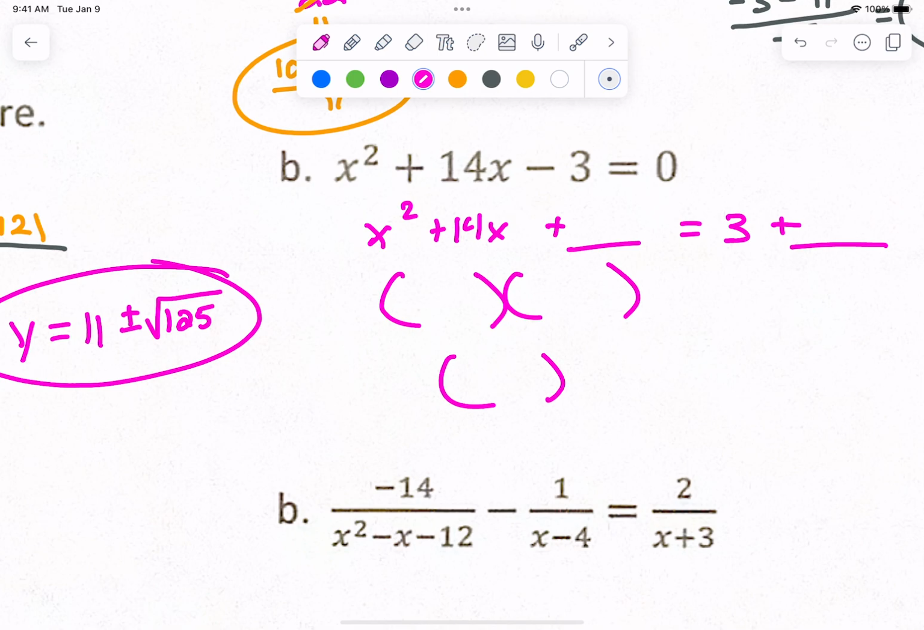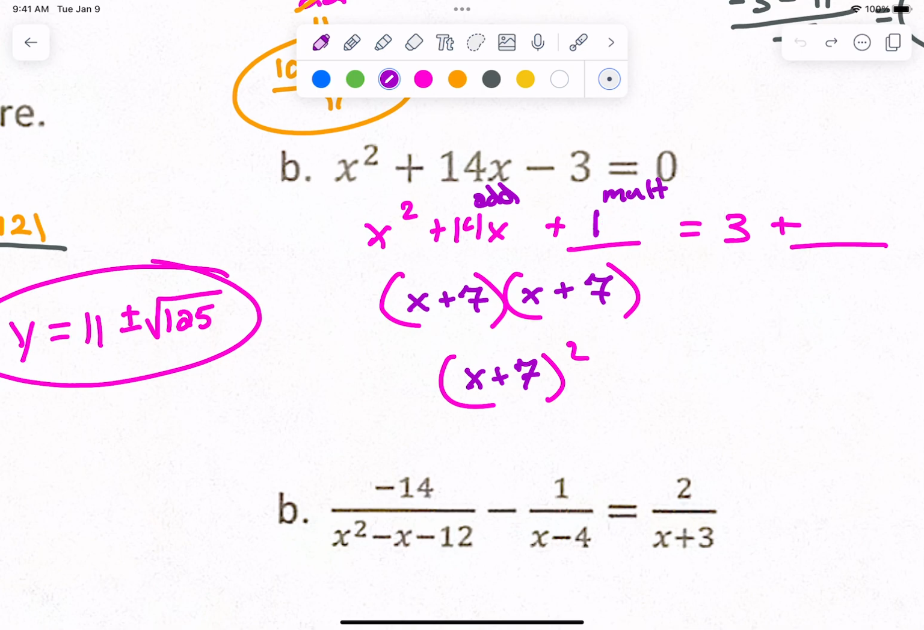A couple things that are happening that are weird. Before, it was difficult: multiply to get the blank, add to get the 14. What two numbers add to get 14? 7 plus 7. I had some people put 7 here. I had a couple people put 14 here. What goes in the blank?